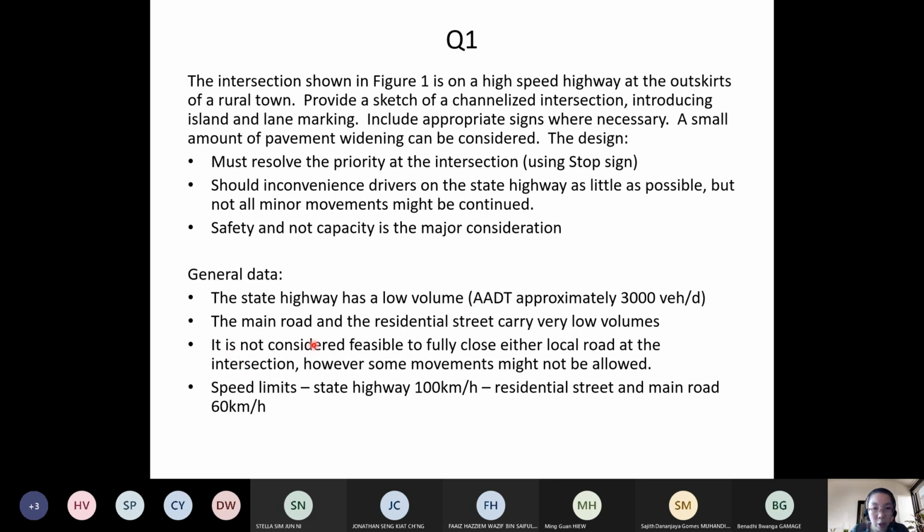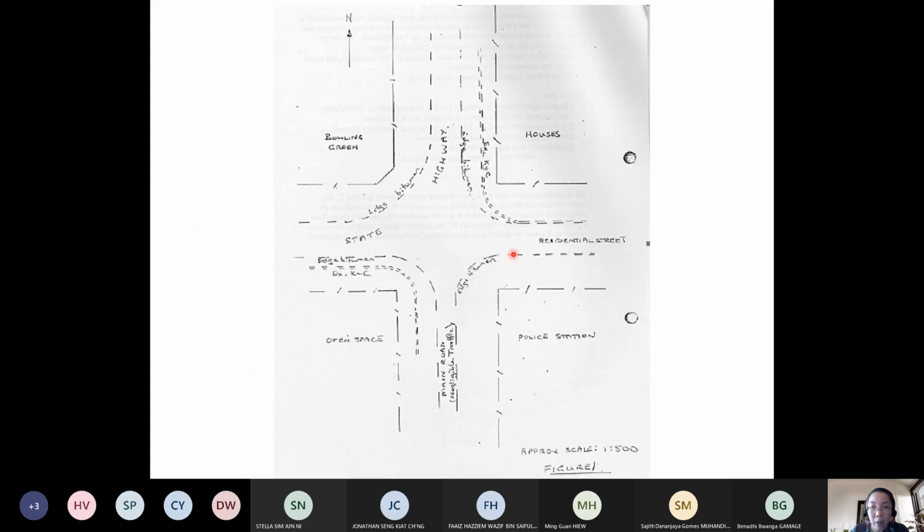And it is not considered feasible to fully close either local road at the intersection. However, some movements might not be allowed. So this ties in with this one, but not all minor movements might be continued. What this means is, like what I've explained, you can opt to close down some of the movements. You cannot close this road totally by not allowing a right turn, a through movement, nor a left turn. You cannot stop all the different movements.